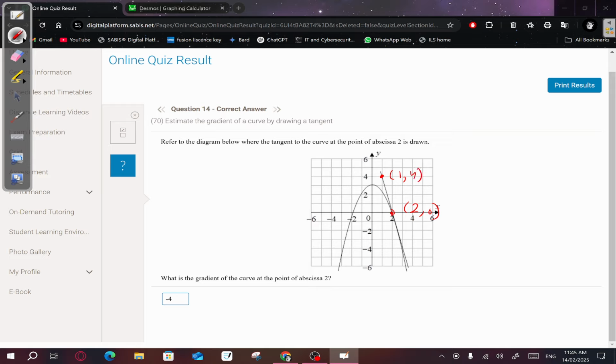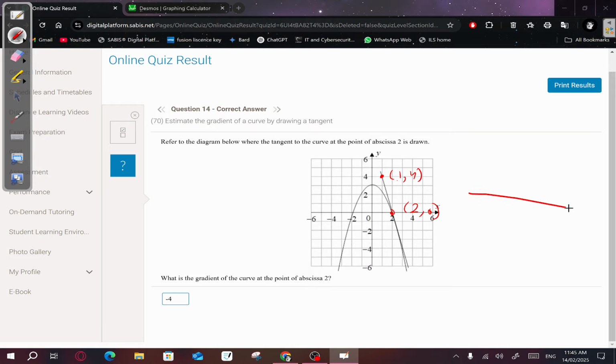Now, first of all, we know that the slope is going downwards, because at x equals 1, y was equal to 4, right? When at x equals 2, the y value changed to 0. So we know that this is sloping downwards. So our gradient, our rate of change, should be negative, first of all. That's just a method of verification.